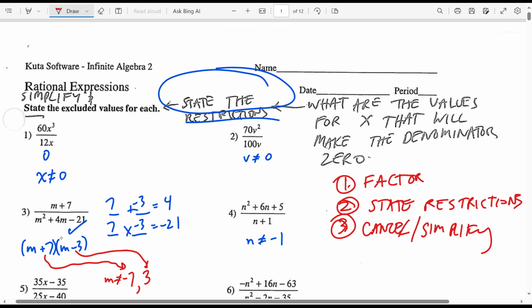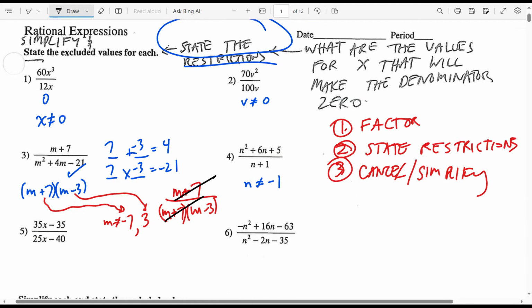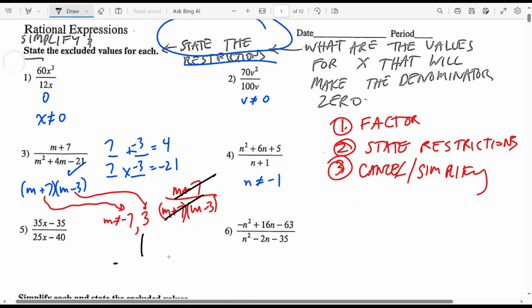Okay? So it would end up looking like m plus 7 all over m plus 7 m minus 3, and we would cancel that one with that one, and then my final answer would be 1 over m minus 3. Okay? So the final answer is the combination of the restrictions and the simplified form. Restrictions and simplified form.